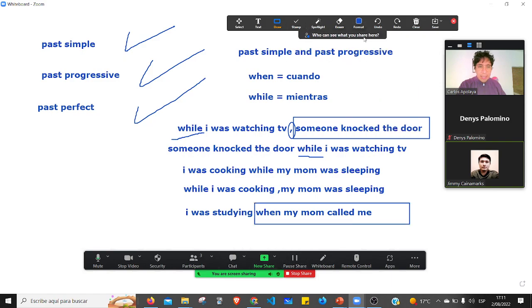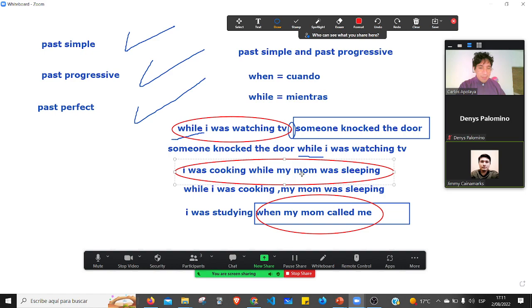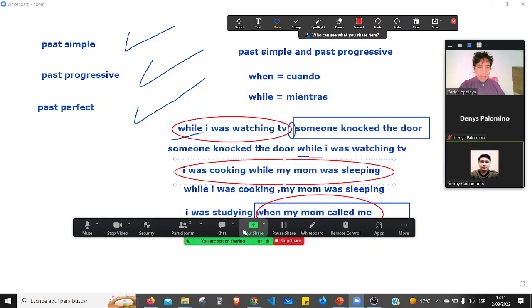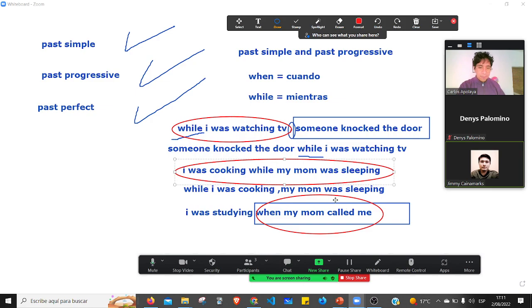Can you see that when you use "while", you use the past progressive? And when you use "when", you use the past simple. And also, when you use "while", you can use past progressive. Okay. Did you understand this part? Yeah.